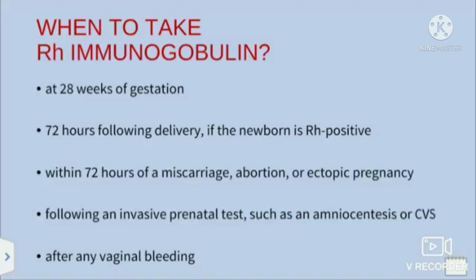Or we have to give the injection within 72 hours following delivery if the newborn is RH positive. Then within 72 hours of miscarriage, abortion or ectopic pregnancy also we have to give the RH immunoglobulin to the mother. Then following an invasive prenatal test such as amniocentesis or CVS also we have to give the injection. Then after any vaginal bleeding also we have to give RH immunoglobulin.